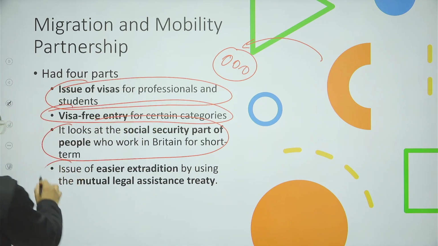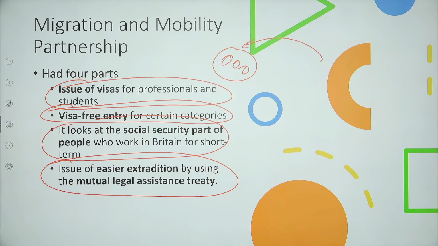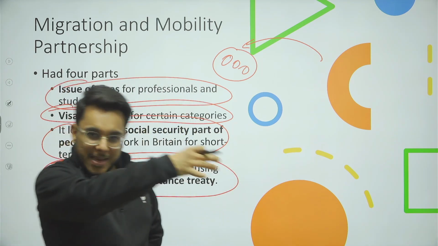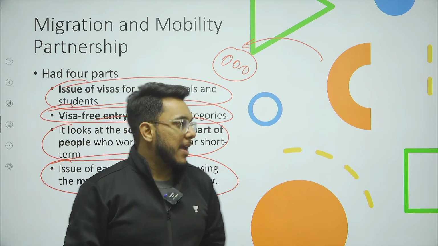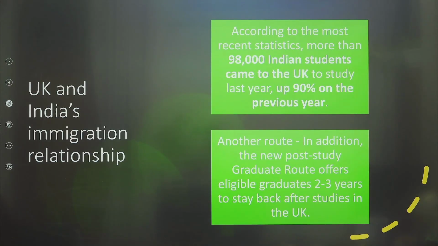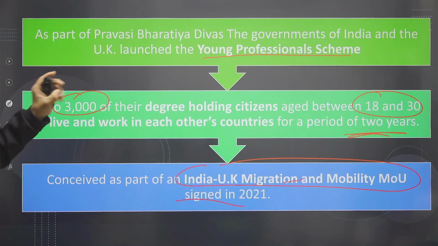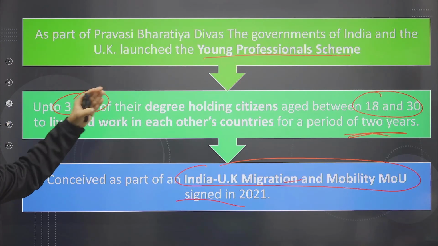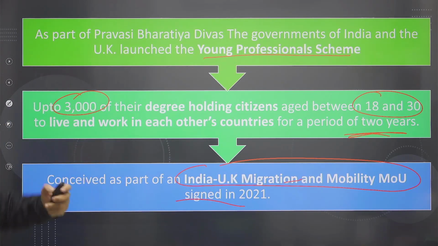Then the issue of easier extradition by using the mutual legal assistance treaty. So people who have committed a crime, let's say in India, and go to the UK, will be extradited back. For that, cooperation will be enhanced. So this is the migration and mobility partnership. And in this direction, we have also started this young professional scheme where 3,000 people will be participating in an exchange program.